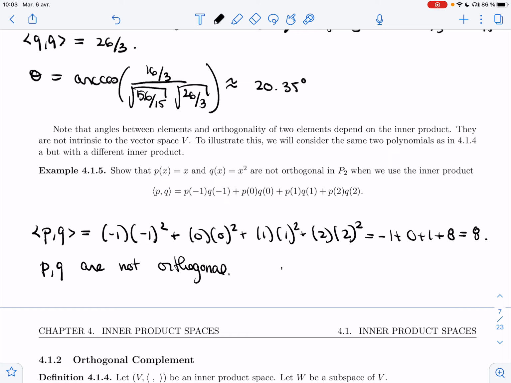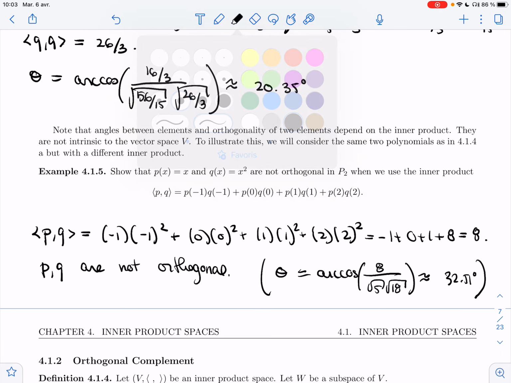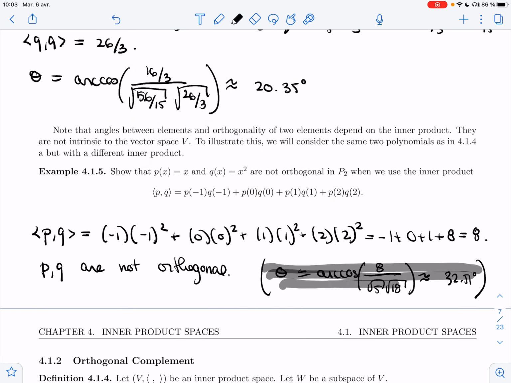In fact, if you actually compute the angle, if you want to practice, you could use that one. That should give you arccos of 8 over root 5 times root 18, which is about 32.51 degrees. All right, but of course that wasn't part of the question, so that part you don't need to do.